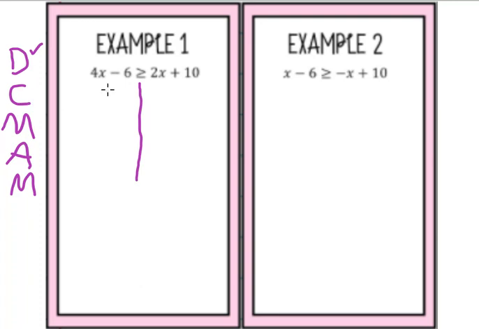My next step, combine like terms. I look on my left, I have 4x and minus 6. I can't combine those because that has an x and this one doesn't. On my right side, I have 2x and I have 10. I can't combine those because this has an x and this one doesn't. So I'm done with that step.